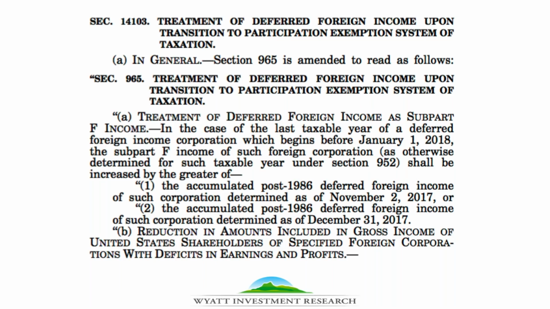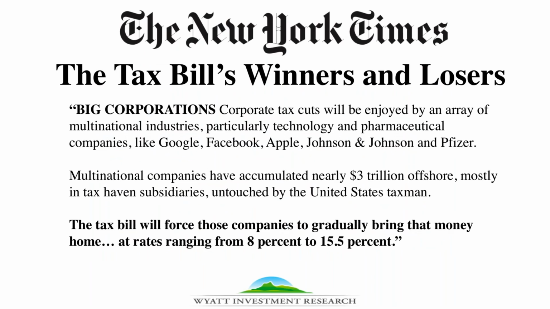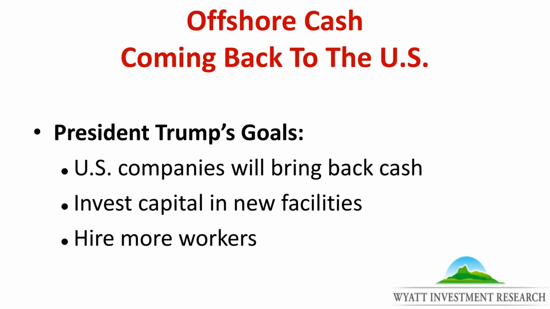It's all about the deferred treatment of foreign income upon transition to exemption system of taxation, which sounds really confusing, but basically what it means is that U.S. corporations who have cash overseas, and this is from the New York Times, they say, big corporations will be the big beneficiaries of the tax cuts. Companies like Google, Facebook, Apple, Johnson & Johnson, Pfizer, they have over $3 trillion offshore, and they'll be paying somewhere between 8% and 15% taxes on that money.